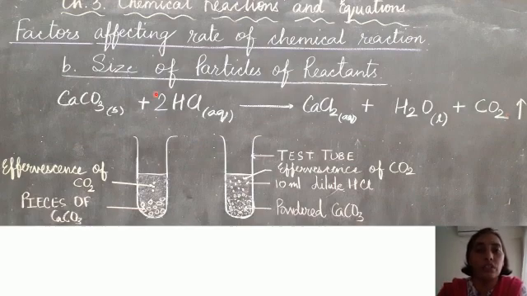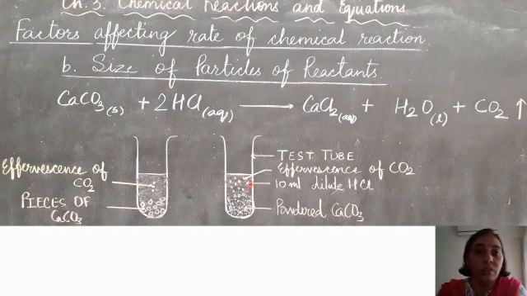Now, for the same reaction, in order to understand the factor we are studying, size of particles of reactants, we have drawn two test tubes. In one test tube, we have taken pieces of calcium carbonate, and in the other, powdered CaCO3, a fine powder of calcium carbonate. 10 ml of dilute hydrochloric acid is added to both the test tubes. As soon as you add the acid, the reaction starts and the products are formed.